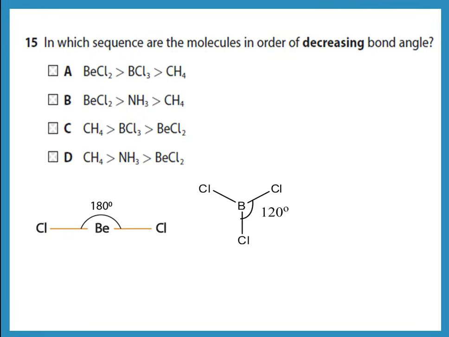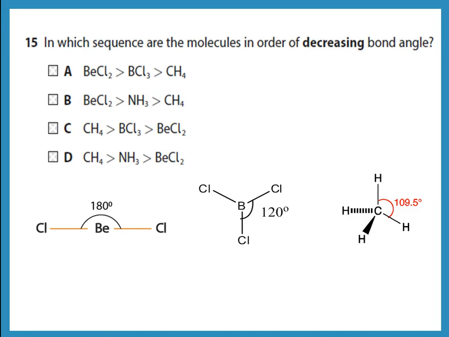BCl3, boron with 3 chlorines, so I have 3 bonding pairs of electrons, again no lone pair on the central atom, so this is what we call trigonal planar, and the bond angle is 120. Now CH4, we said these are 4 bonding pairs of electrons, so this is tetrahedral with bond angle 109.5. So if we're looking at this sequence in A, this sequence is in decreasing bond angle from 180 to 120 to 109. So this would be the correct answer.